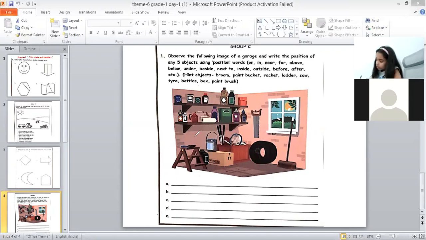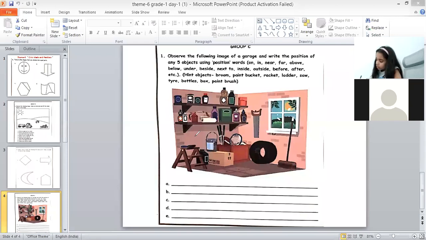Okay. Now, if you look at this picture, you can see the sun is outside, right? So you can say the sun is outside. The sun is not inside. Now, the tire is there. You can say that the tire is beside the broom, right? Beside means next to, right?